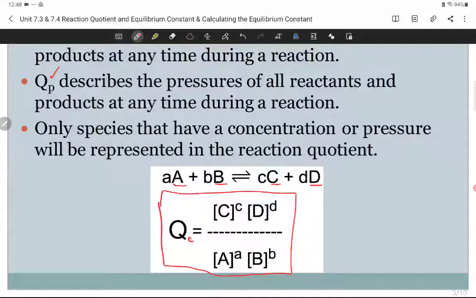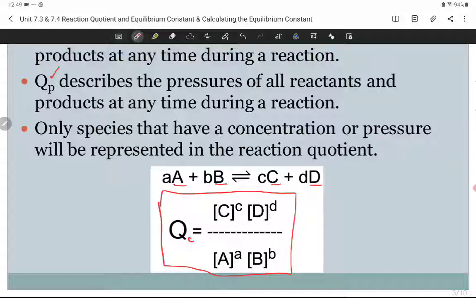Okay, so when you do the multiplications and divisions, you get an answer that will signify something for us, and we're not really ready to understand what the Q answer is going to signify until we get a little further into Unit 7.